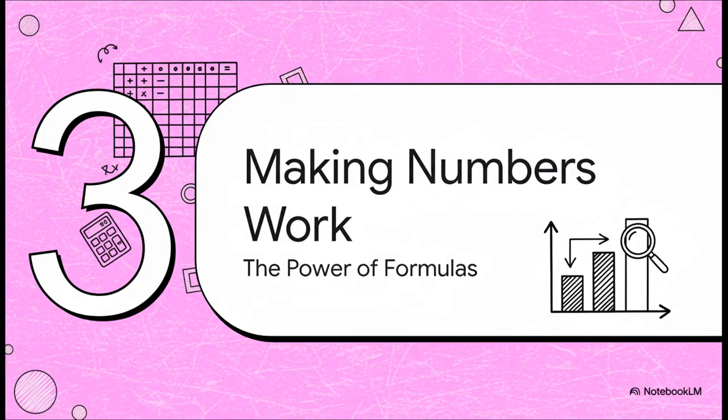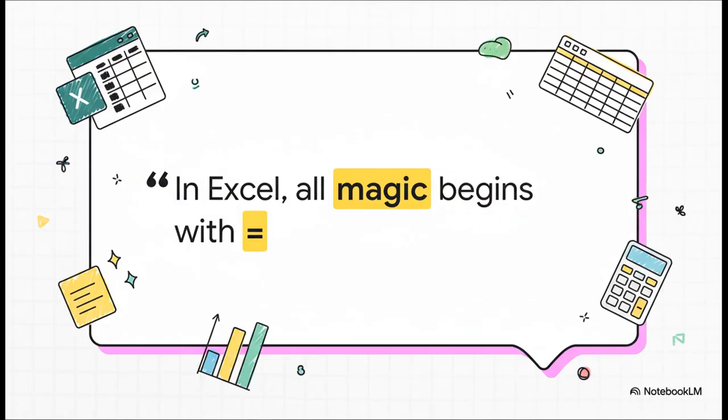Okay, our data looks good, it's all organized. But now it's time for the real magic of Excel. We're going to use something called formulas to make this spreadsheet do the heavy lifting for us. And here it is. This is maybe the most important thing you'll learn today. In Excel, all the magic, every single bit of it, starts with one simple character, the equal sign. That little symbol tells Excel, hey, wake up, it's time to do some math.